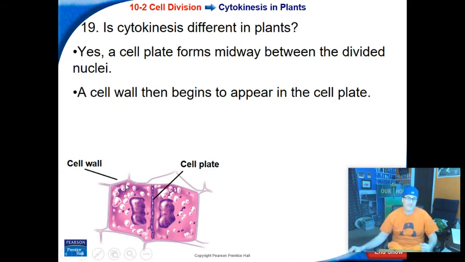But it also prevents the cell from pinching inwards. So what happens in plant cells is it produces a structure called a cell plate down the middle, and then eventually a cell wall will form on both sides of this. We will then have two daughter cells. So it doesn't pinch, it just forms these structures down the middle. That makes plant cells different than animal cells.